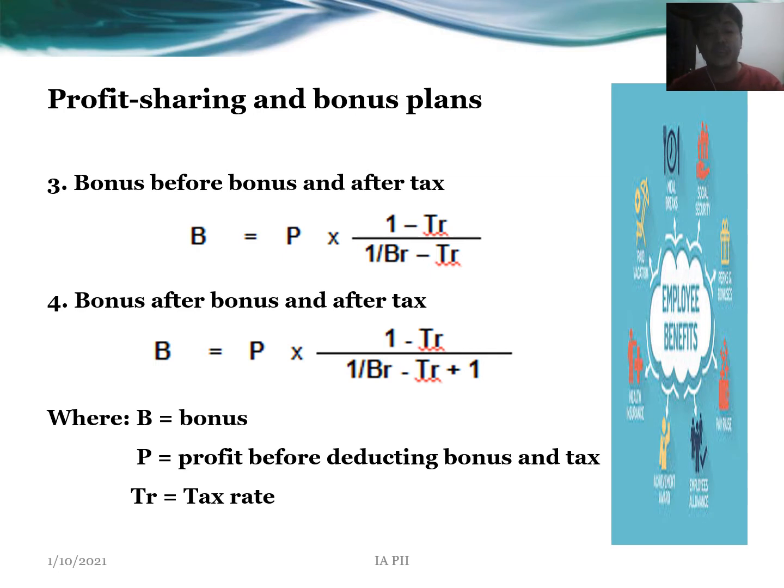Number 4, bonus and after tax. This is its formula: B is equal to profit times 1 minus tax rate over 1 over bonus rate minus tax rate plus 1, to remove the effect of the bonus and the tax. So, those are the formulas in the computation of the bonus. Let us use them later in our next discussion video, the application of the concepts we are discussing today.